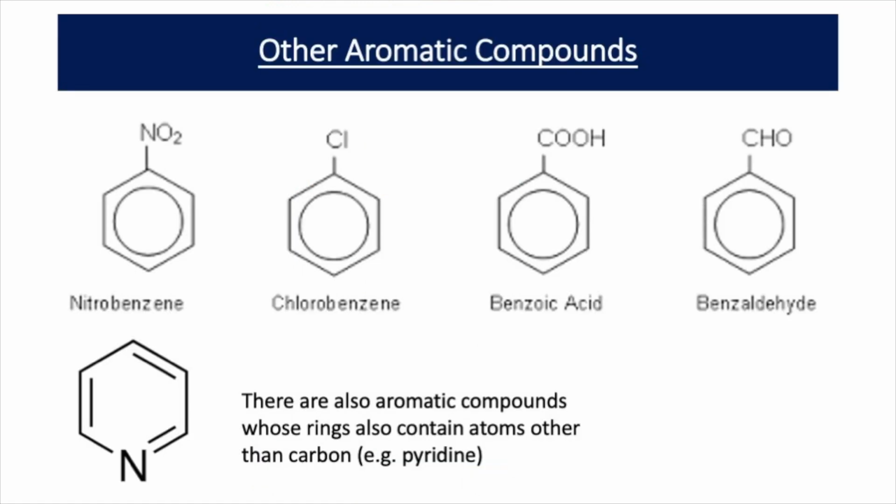And here are some more examples of aromatic compounds that we will come across in later lessons. So we have nitrobenzene, a benzene ring with an NO2 group on, chlorobenzene, benzoic acid, which has a C double bond O OH group on it, and benzaldehyde, which has an aldehyde group, a C double bond O and a H attached to the ring. And there are also aromatic compounds whose rings contain atoms other than carbon, such as pyridine.